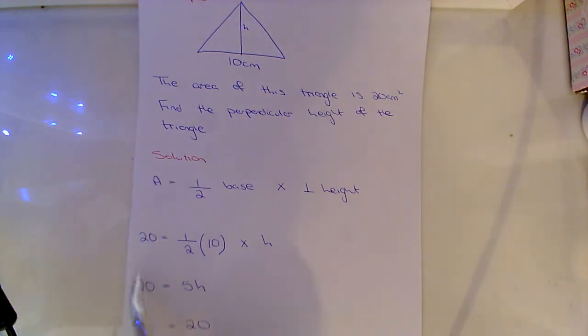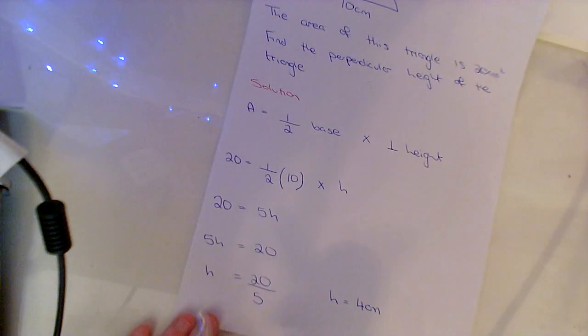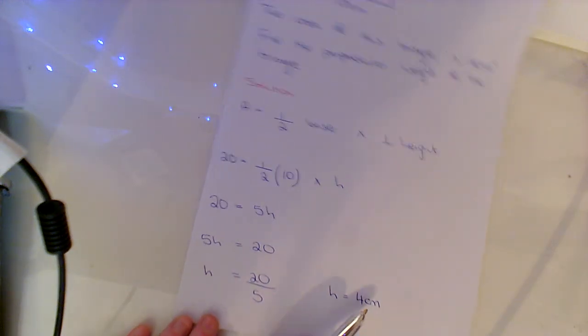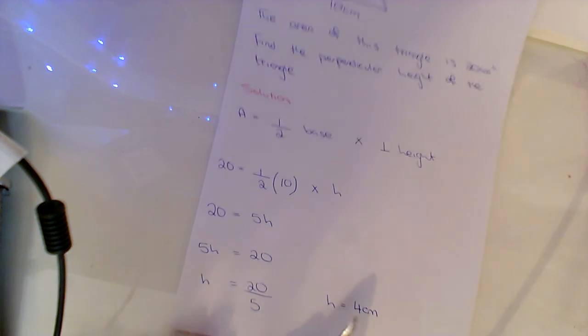Okay, so I have 20 is equal to half of 10, which is 5. 5 times h is 5h. So I have then 5h is equal to 20. And then I have h is equal to 20 divided by 5. So my perpendicular height is 4.